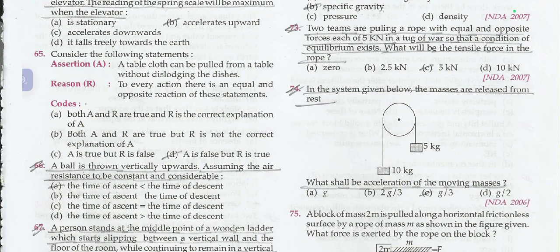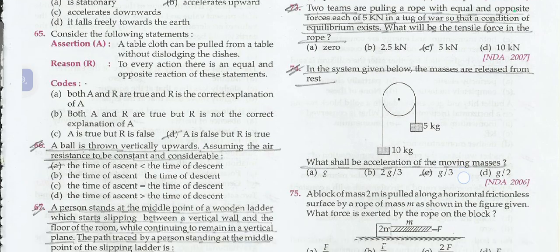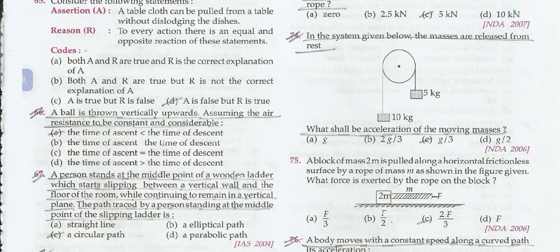In the system given below, the masses are released from rest. What shall be the acceleration of the moving masses? g/3. A block of mass 2m is pulled along a horizontal frictionless surface by a rope of mass m as shown in the figure given. What force is exerted by the rope on the block?